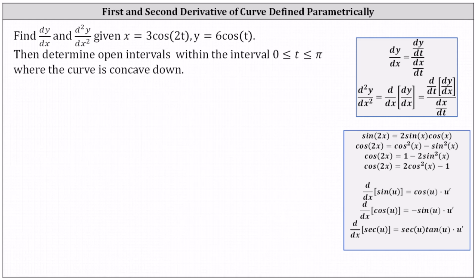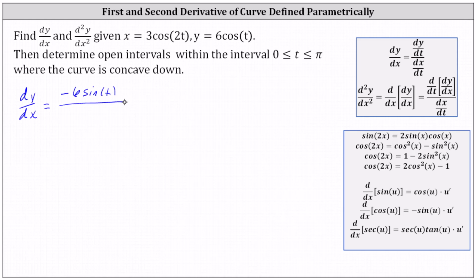Because we have parametric equations, recall that dy dx equals dy dt divided by dx dt. Starting with the numerator, the derivative of y with respect to t equals the derivative of 6 cosine t with respect to t, which is 6 times negative sine t, or negative 6 sine t.